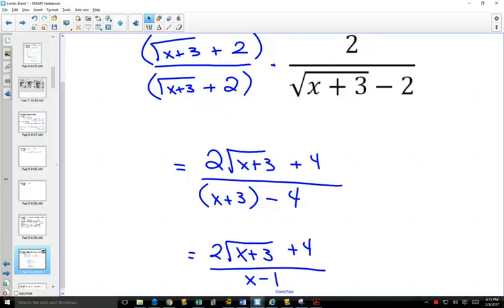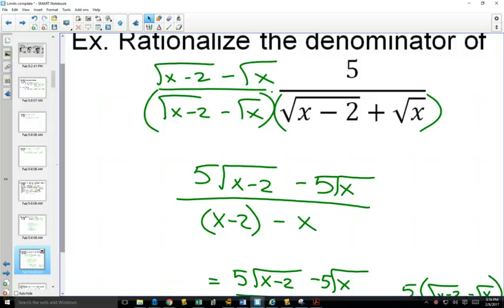So there's 3 more there I'd like you to try. Here's the first one. You can check how you did.